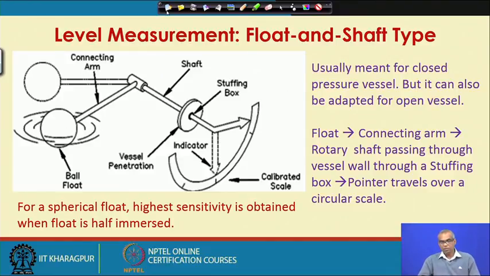So, float is connected to the connecting arm and the connecting arm is connected to the rotary shaft which passes through the vessel wall through a stuffing box. A pointer is attached to the rotary shaft. Thus, as the float changes its position with change in liquid level, the pointer travels against a circular scale and the circular scale can be directly calibrated in terms of level units.